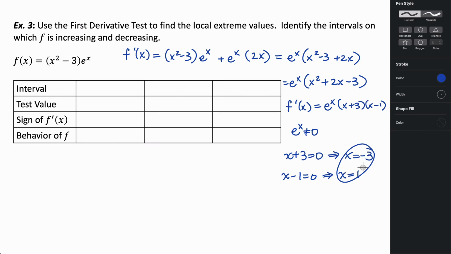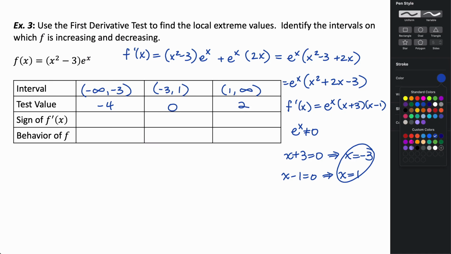So split the number line at these values and set your intervals. So from -infinity to -3, and then again from -3 to 1, so in between our critical numbers, and then from 1 to infinity. So testing some numbers, so let's go -4, 0, 2. Let's go ahead and plug in.